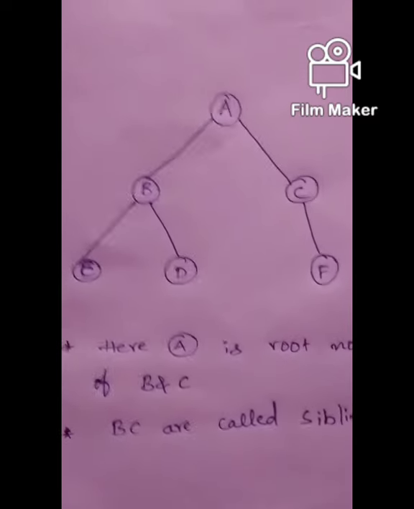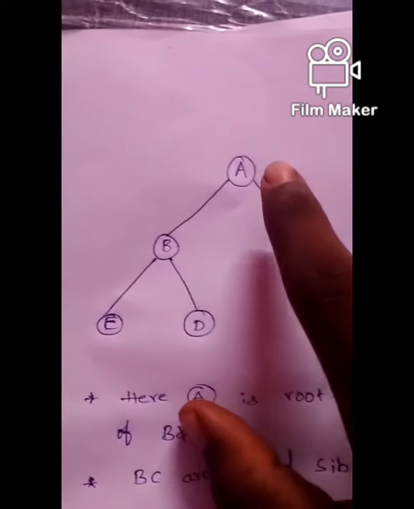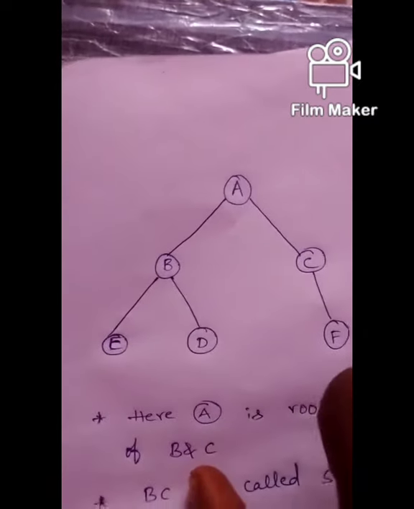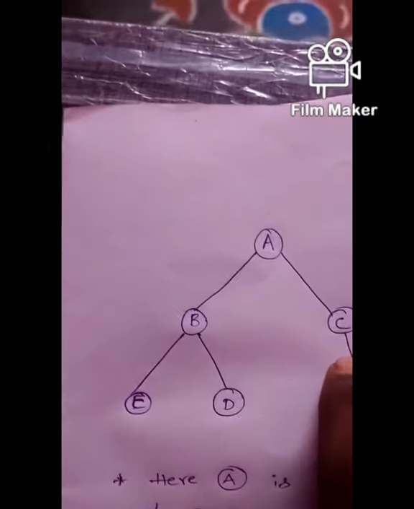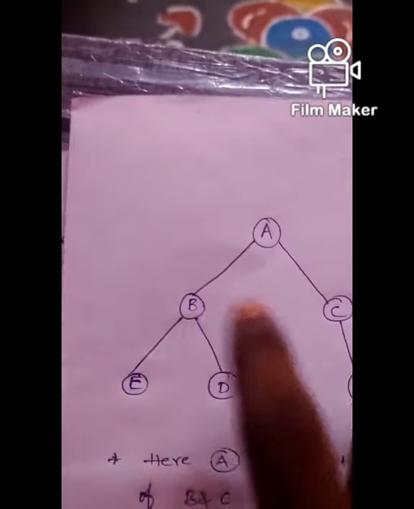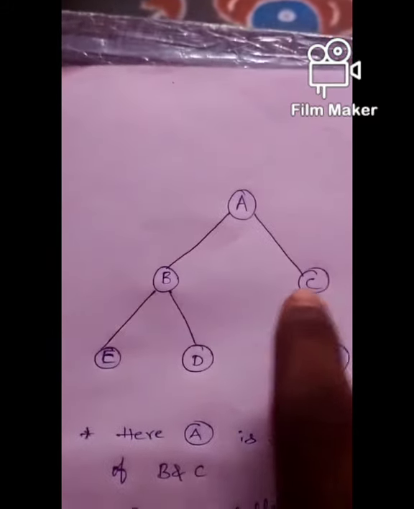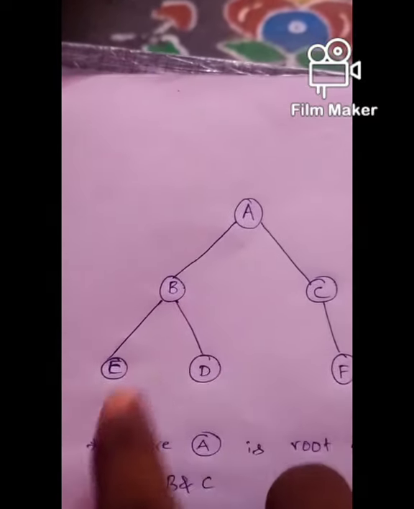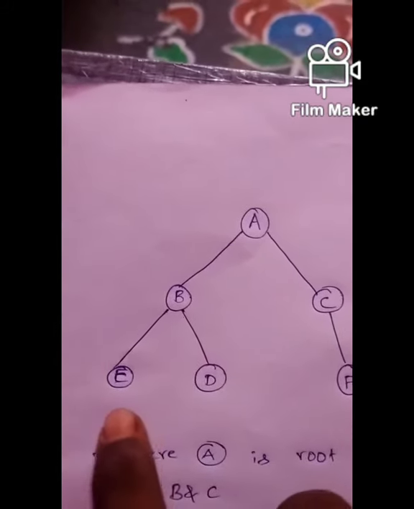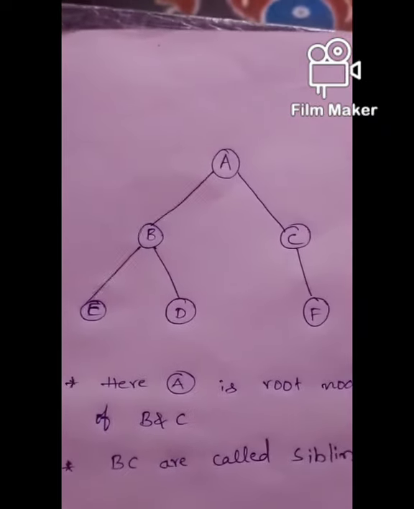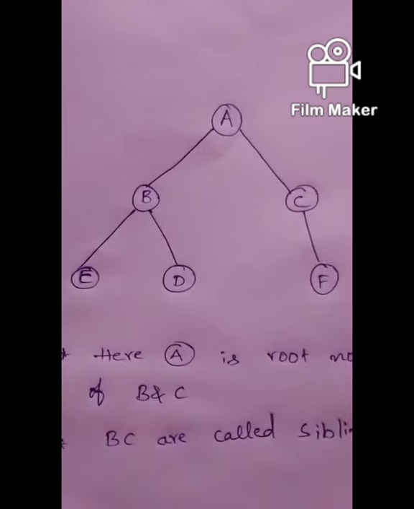For example, see the picture here. A is the root, and B and C are the children of A. So B and C are connected with A. Here B is known as the left child, C as the right child. Here E and D's parent is B. These E and D are also known as siblings. This is the basic picture of a binary tree.